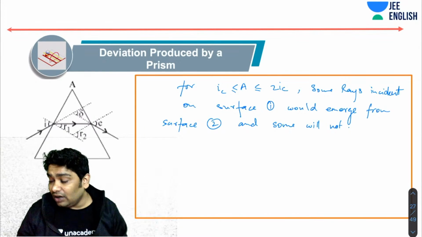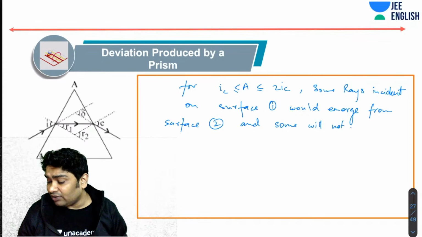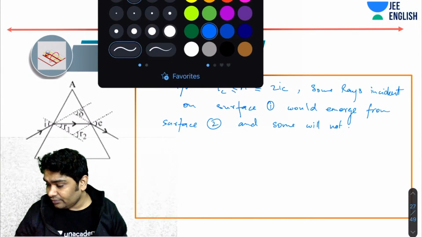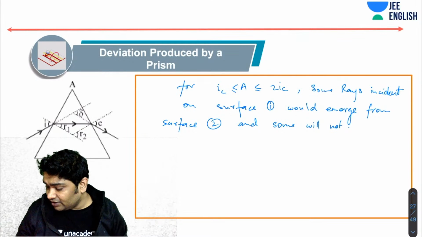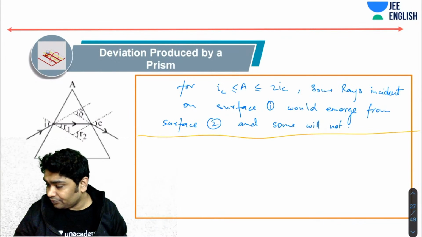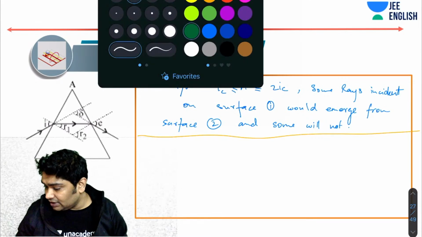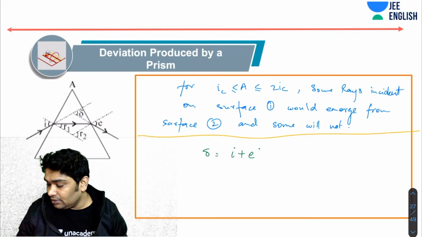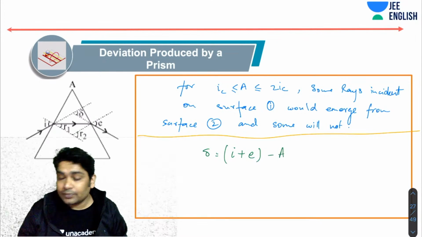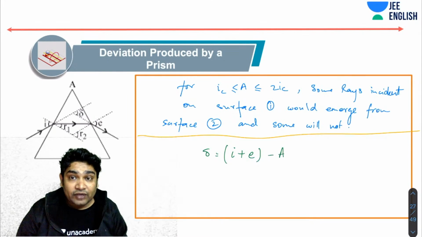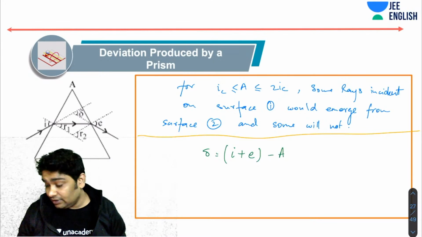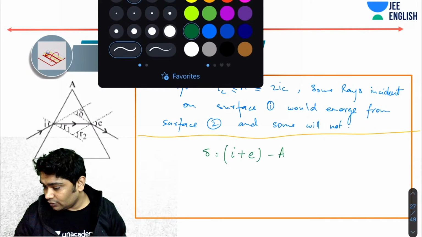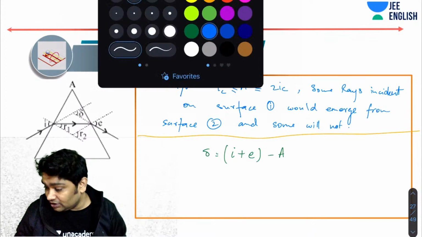Okay. Now, deviation of prism, I think we already calculated. Okay. We already calculated that deviation produced by the prism is given as delta equals I plus E minus A. Okay. Now you will realize that from principle of reversibility, let's make a note. It's a very, very important note.